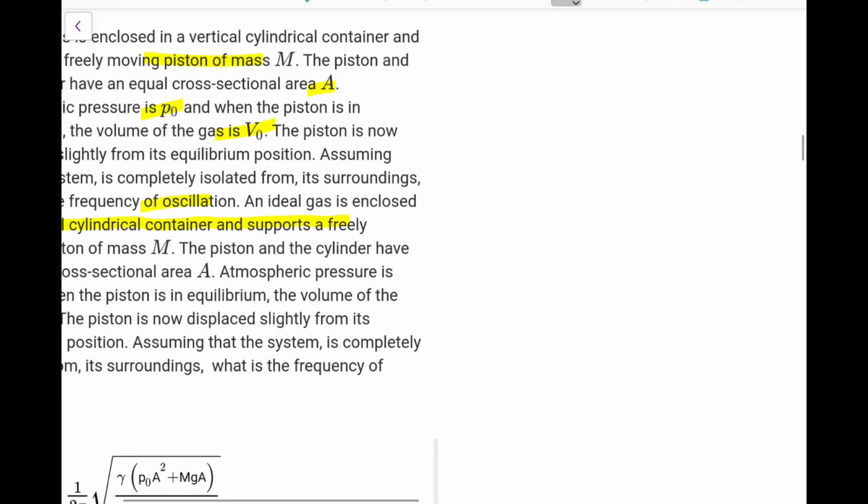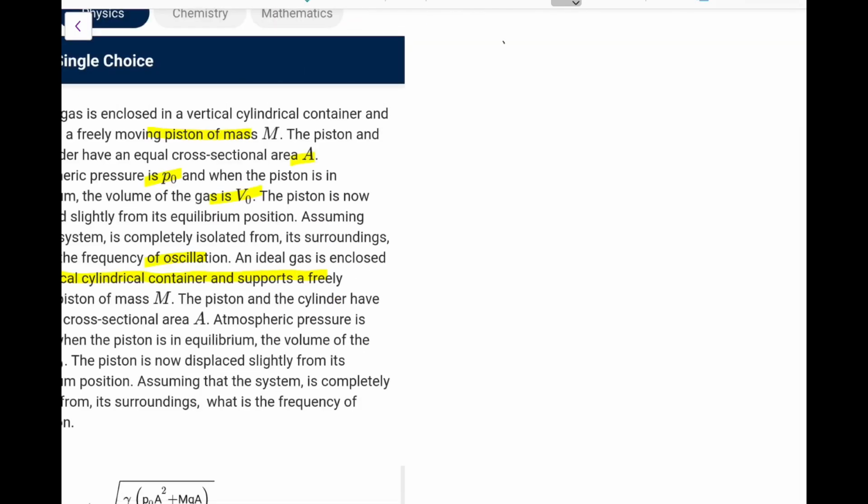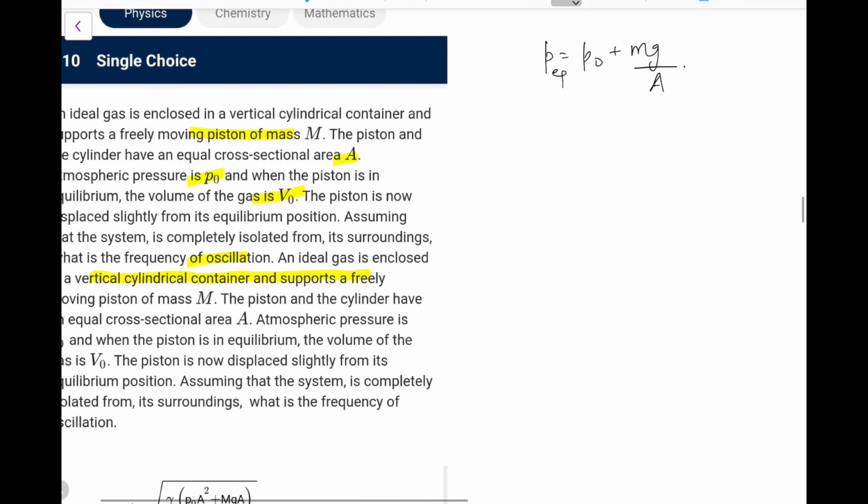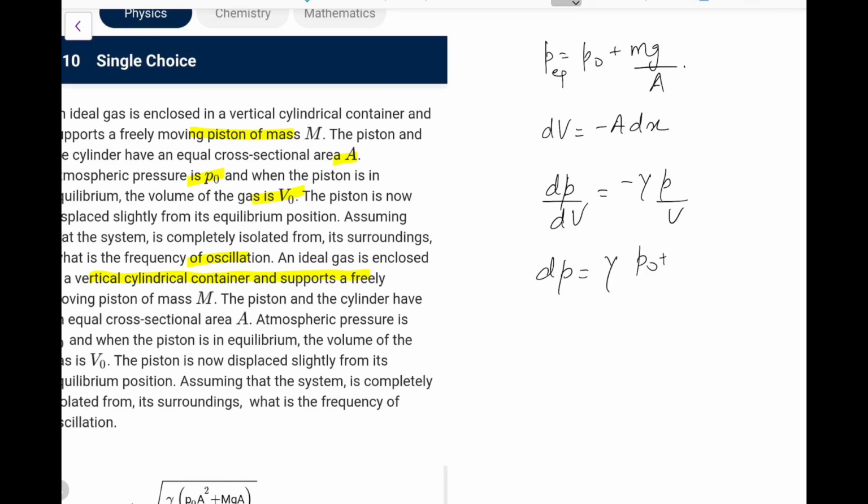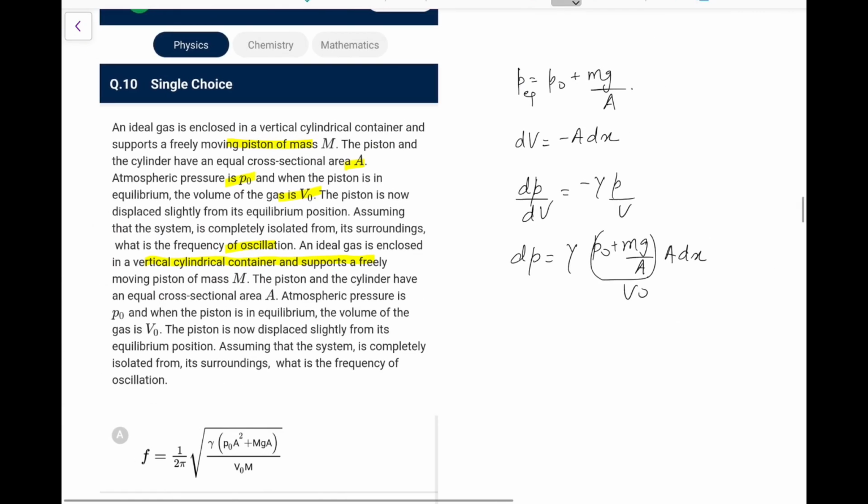So first of all, in equilibrium, the pressure is going to be P naught plus mg by A for sure. Now on slightly displacing it, let's say you have pushed it inside, so volume will decrease. The volume decrease, let's say, is minus A dx. Because it is an adiabatic process, no heat exchange is happening, so dP by dV is minus gamma P by V. So dP would be equal to gamma times P naught plus mg by A, over V naught, times A dx.